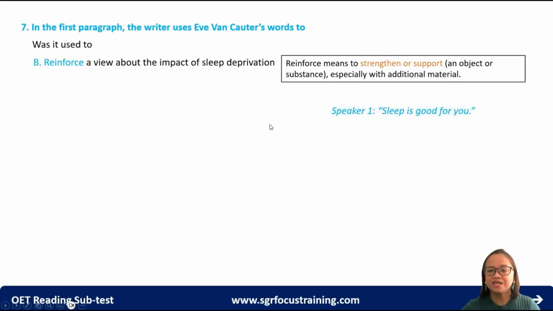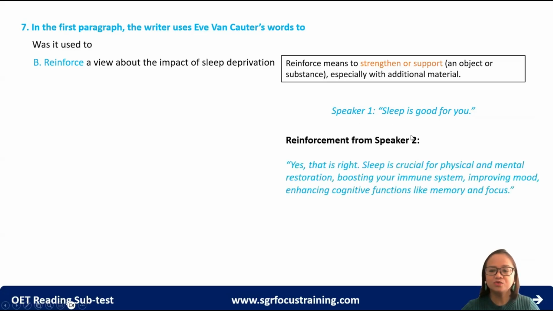We also use them in sentences. There are words that we can use ourselves to strengthen or to support or to reinforce something we already said before. But the reinforcement can also come from someone else's opinion. So let's have a look. Speaker one's opinion is that sleep is good for you, okay? And then we heard speaker number two agrees. This is what we call reinforcement, okay? Speaker two said, yes, that is right.